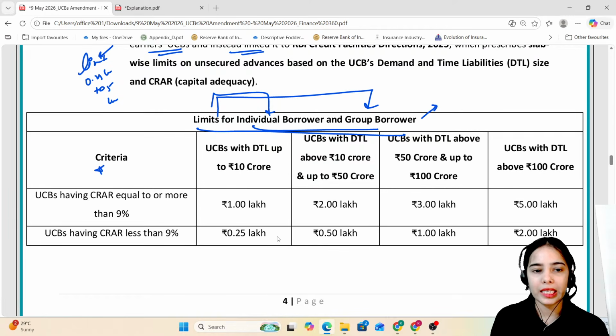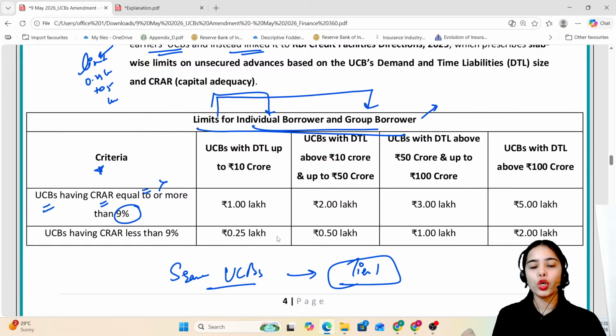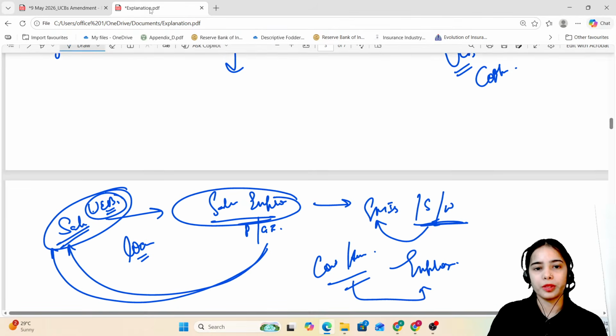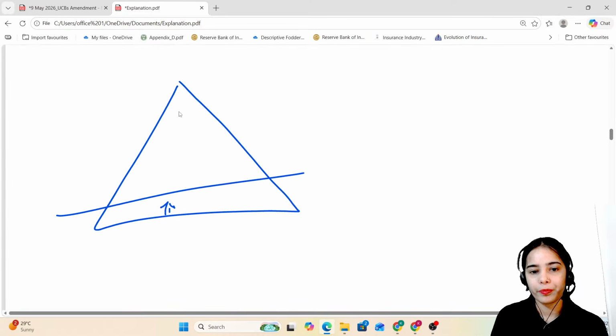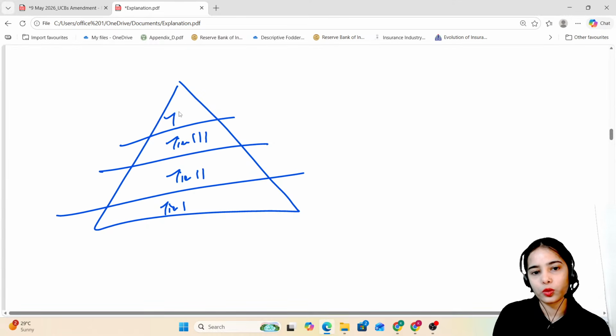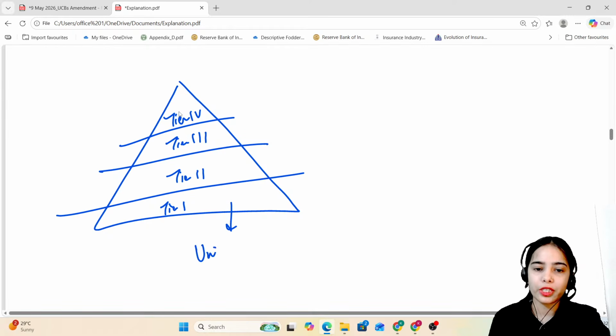So basically the criteria is that the urban cooperative banks have a CRAR equal to or more than 9%. The salary earner urban cooperative banks come under tier 1, the lowest tier of the urban cooperative banks. Urban cooperative banks are divided into 4 tiers: tier 1, tier 2, tier 3, tier 4. We will discuss the different tiers, but basically tier 1 UCBs are the smallest of the UCBs. They are the unit UCBs.